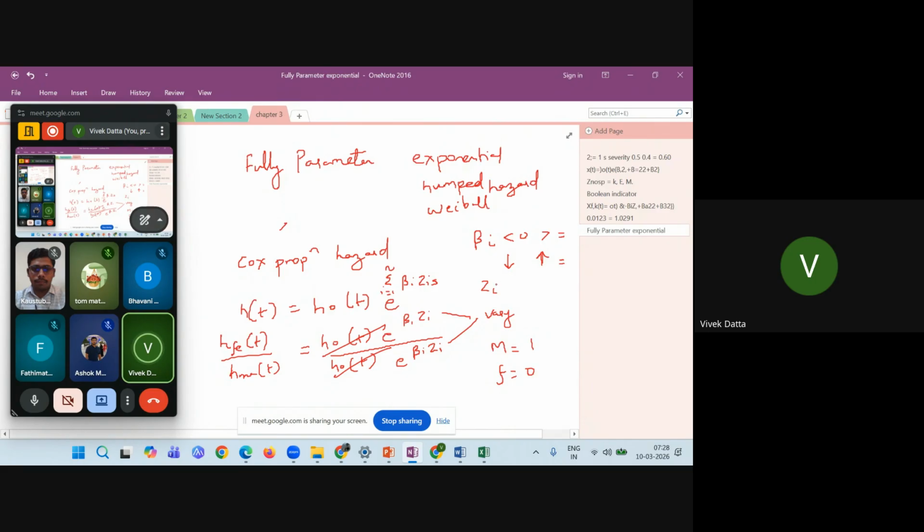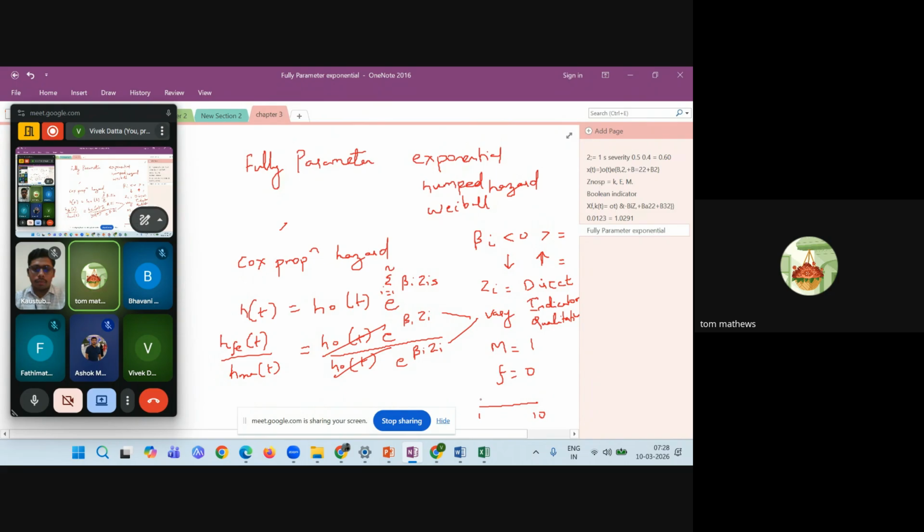Then we looked at the Z i's. The Z i's we said can be of 3 types. Tom, which were they? One is direct, one is indicator, another is qualitative. So what is qualitative? Qualitative is a measure, like a scale, usually measured on a Likert scale, say 1 to 10, ascending to descending. Then indicator is what? Boolean algebra, 0 or 1.